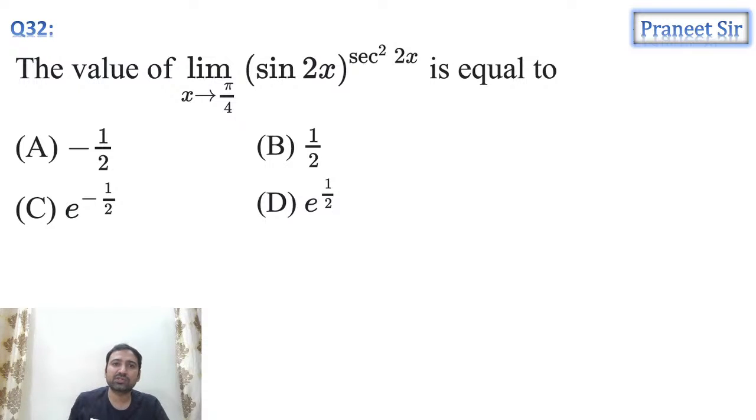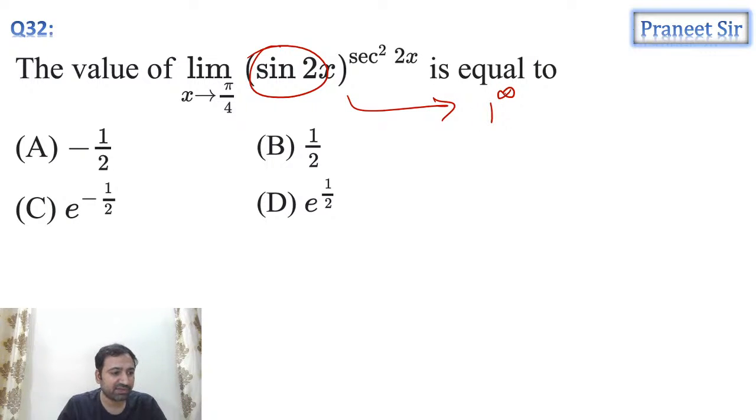When you substitute x equals pi by 4 here, sine 2 times pi by 4, is it 1? And what about the numerator? The numerator is secant square pi by 2, which is infinite. So is this whole thing becoming 1 power infinity? For 1 power infinity, we have a formula, right? e power, that formula is there. You can use that formula.